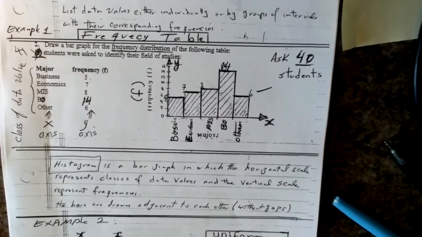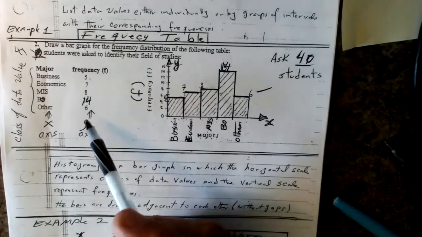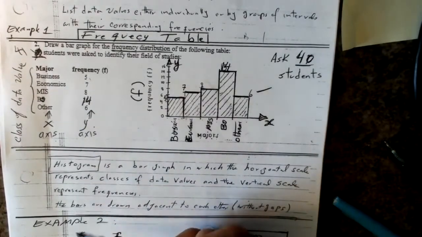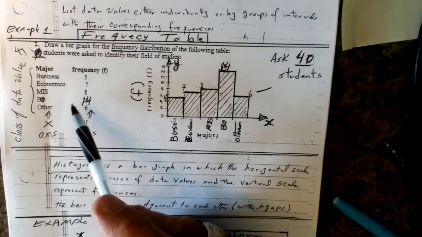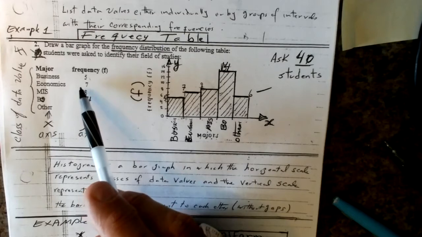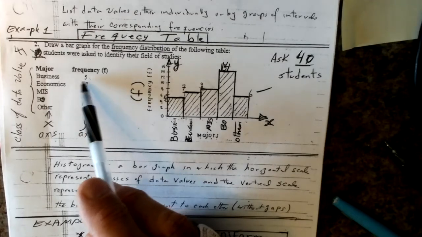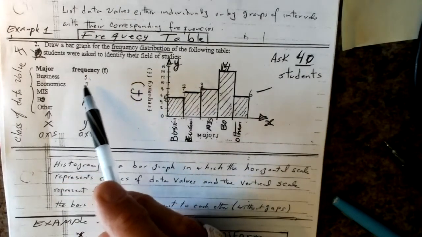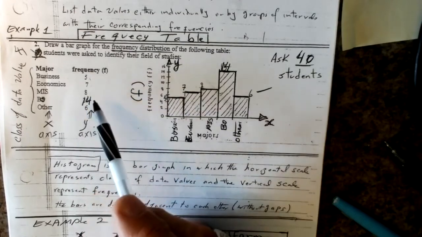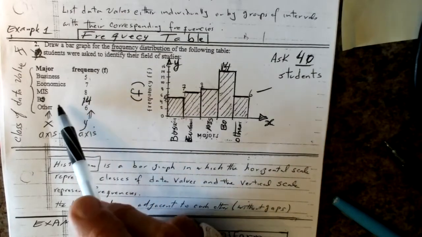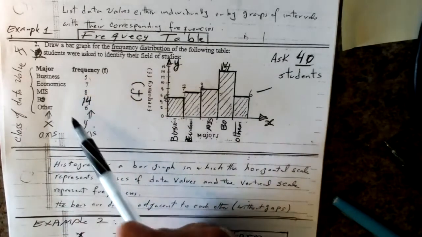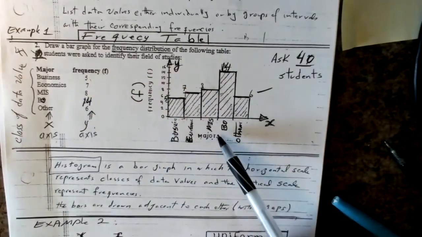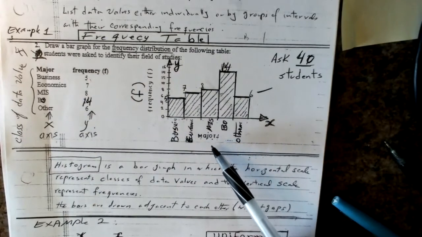In this example, we actually went to a college and randomly asked the students about their majors. 5 students show interest in business, 7 in economics, 8 in MIS, 14 in just a BS, and 6 others. So this is the frequency. Now, what you see on the right is a bar graph or histogram.